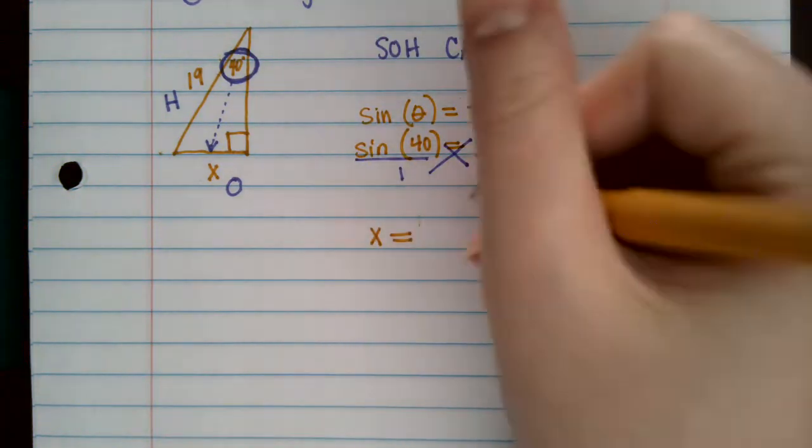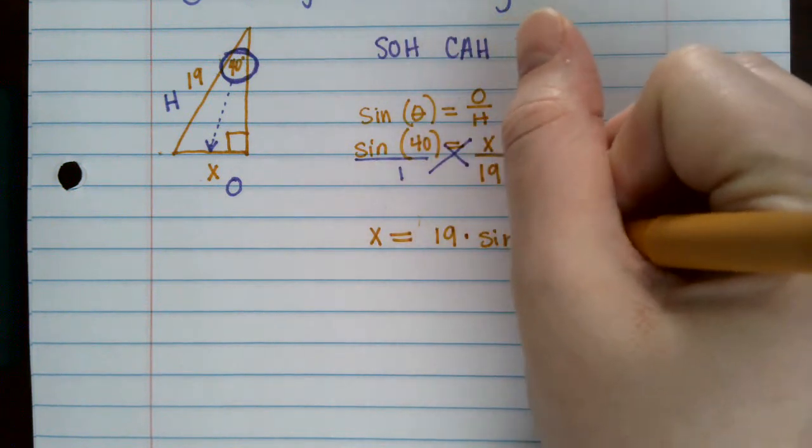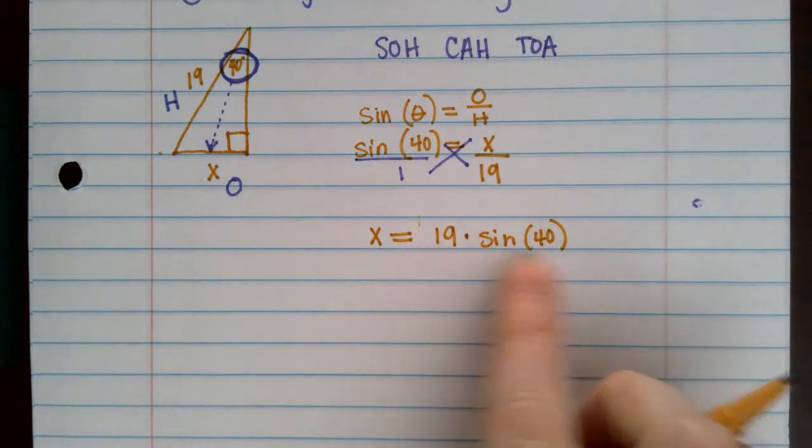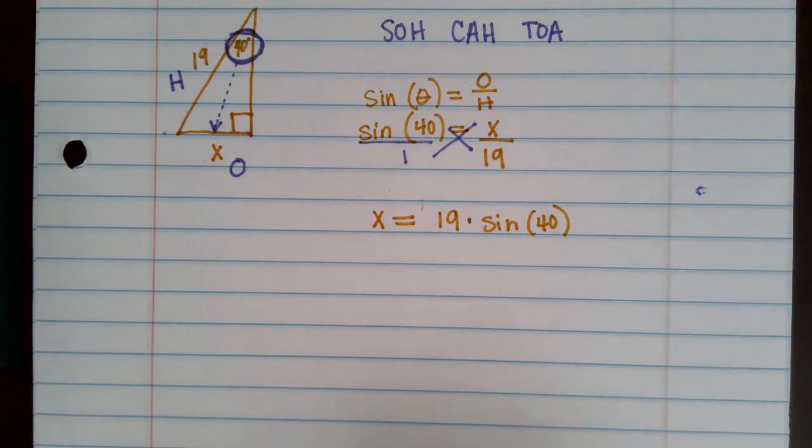Then 19 times the sine of 40. And it doesn't matter if 19 comes first or sine of 40 comes first. They're just numbers that we're going to end up multiplying.